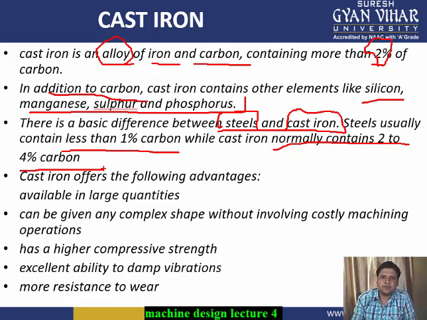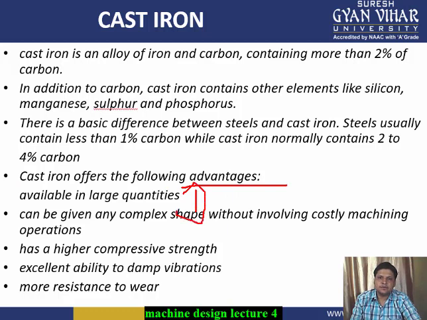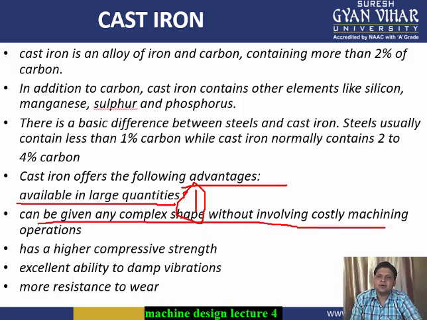Now cast iron offers the following advantages. What are the advantages of cast iron? Advantage number 1: it is available in bulk quantity, so it is cheaper. It can be given any complex shape without involving a machining operation. Means just by the molding process itself you can manufacture any cast iron item, without any machining operation on any machine tool like a lathe machine or drilling machine.